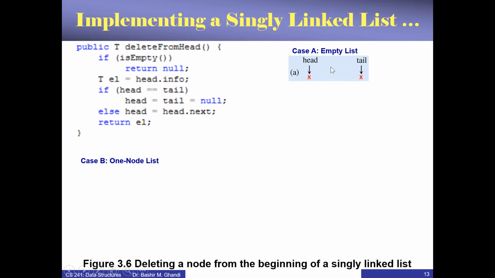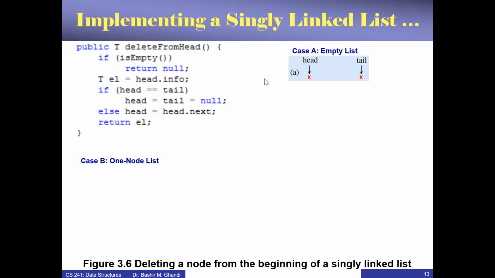So there is nothing to delete. But also there is nothing to return. There is no info to return. Therefore, we just say return null, because of course, if you don't return anything, you're going to receive an error saying missing return type. Since the method says it's going to return something, we have to return something. In this case, since there is nothing to return, just return null. So this is scenario number one, the list is empty.